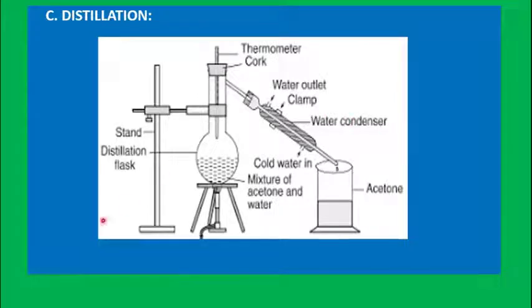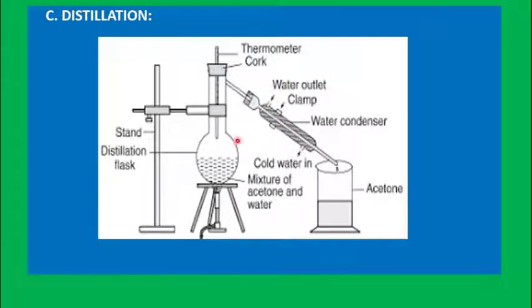The next method which we had learned was distillation. This entire thing is known as the distillation apparatus. This is a stand which supports the distillation flask. The distillation flask has a round bottom flask over here, and here there is a condenser. The tube over here is surrounded by Liebig's condenser. In Liebig's condenser, the cold water enters from one end and the warm water is removed from the other end.